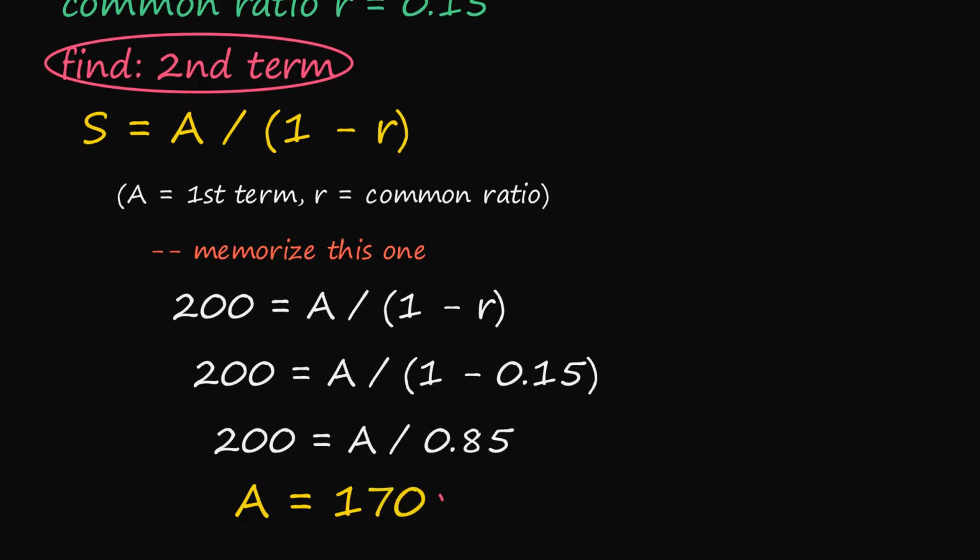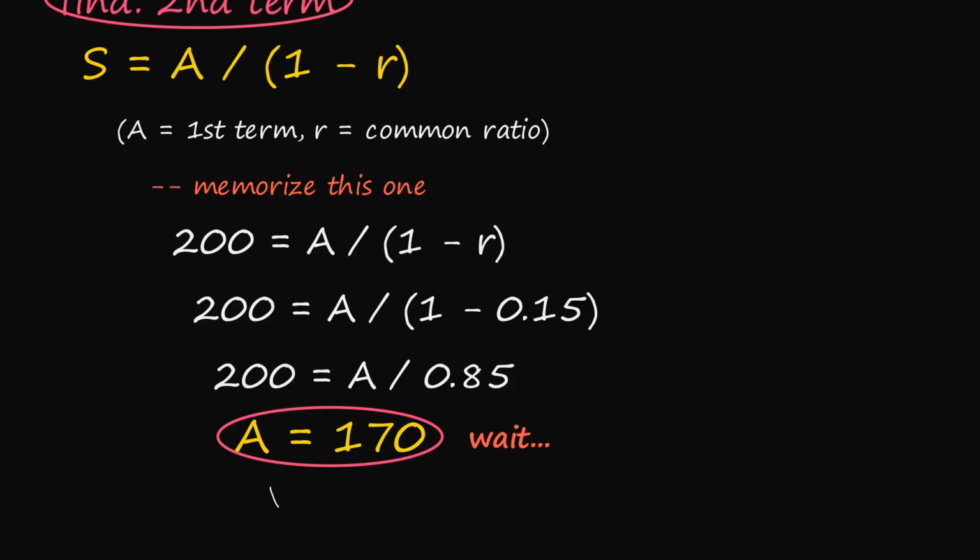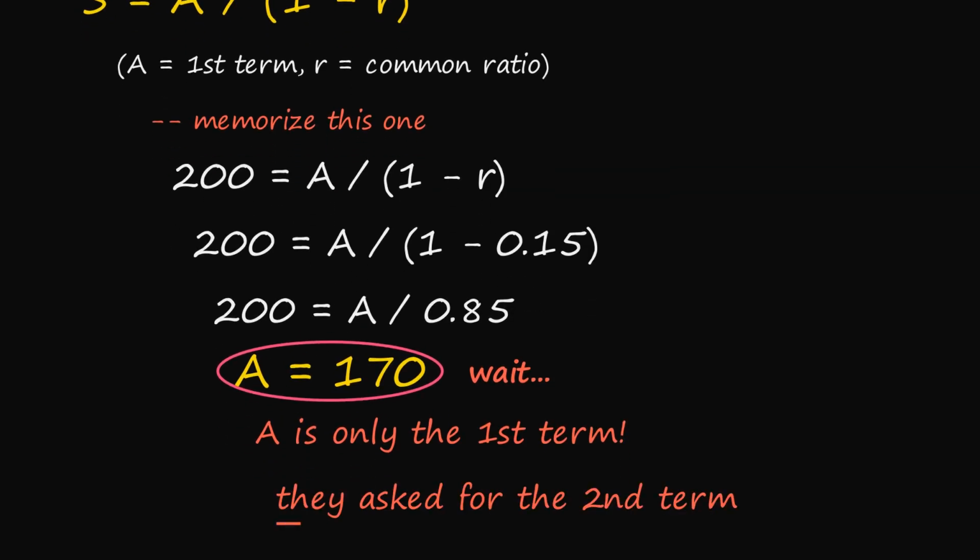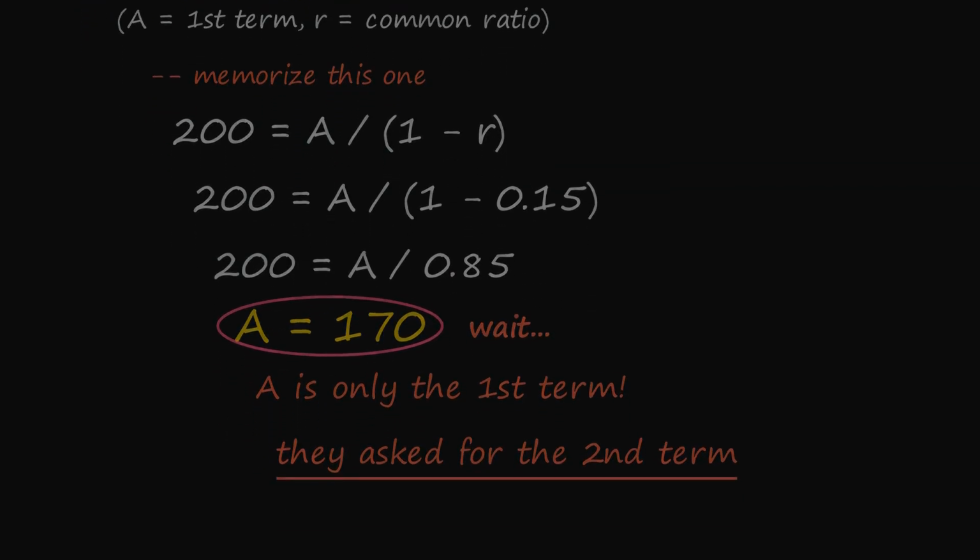And this is exactly where people lose points, because 170 feels like the finish line. You solved for something, the math worked out clean, and you moved on. But look at the question again. It didn't ask for a. A is simply the first term. It asked for the second term. Two completely different things. So now, I actually have to know what a geometric series even is.